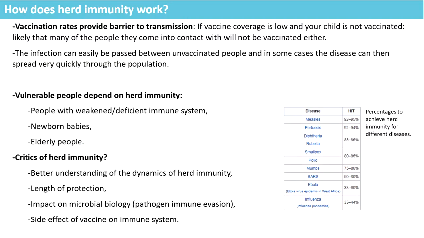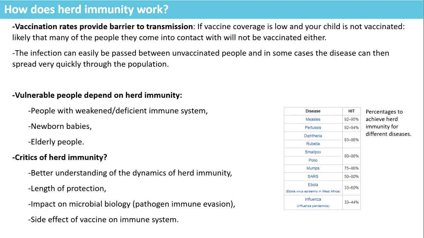An example of that would be if we have low vaccine coverage and you have a child that's not vaccinated, when you send that child to school, it's likely that they're going to come into contact with children that are not vaccinated either, and therefore the infection can be passed on relatively quickly and unimpeded throughout the population.